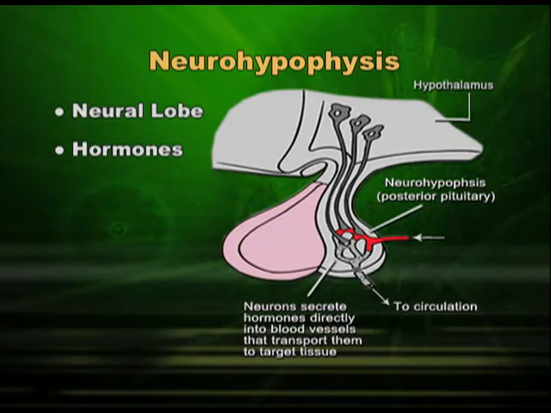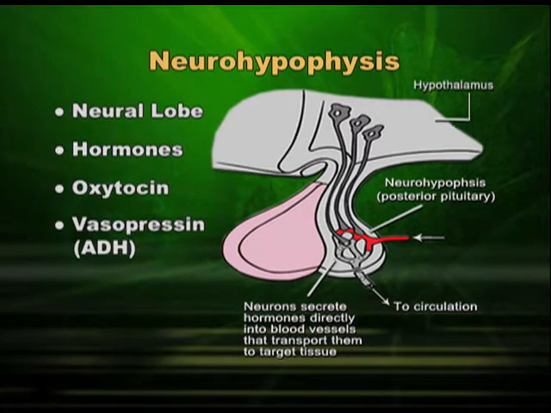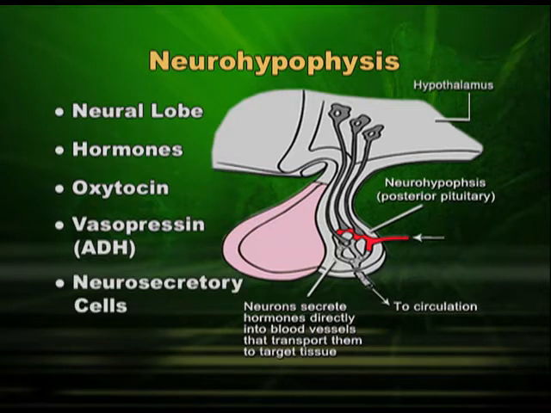Hormones of the neural lobe, which are namely oxytocin and vasopressin, are secreted in the hypothalamus by neurosecretory nuclei, neurosecretory cells, and then they are transported down to the neural lobe through axons, and they are stored in the neural lobe. In other words, the neural lobe is a storing organ, a reservoir. It is not the producing organ.